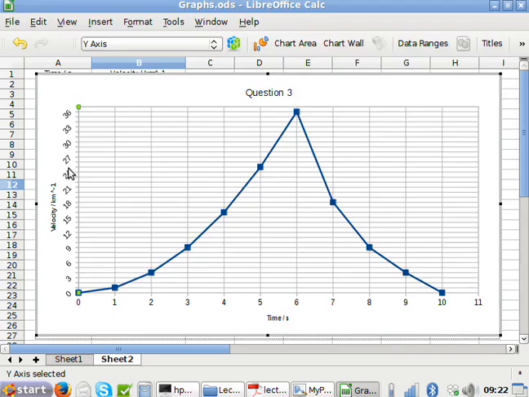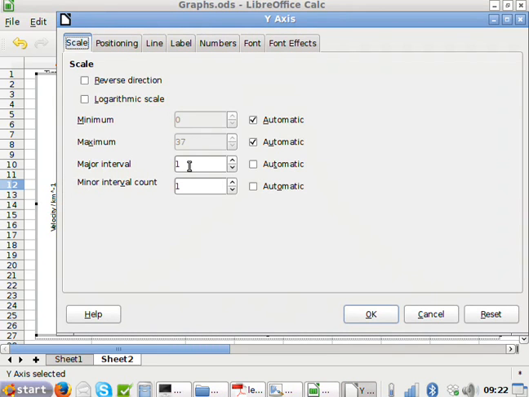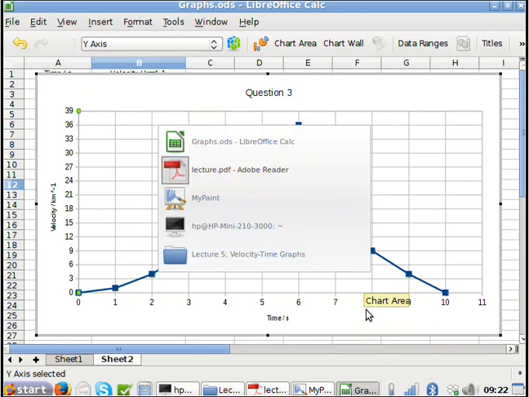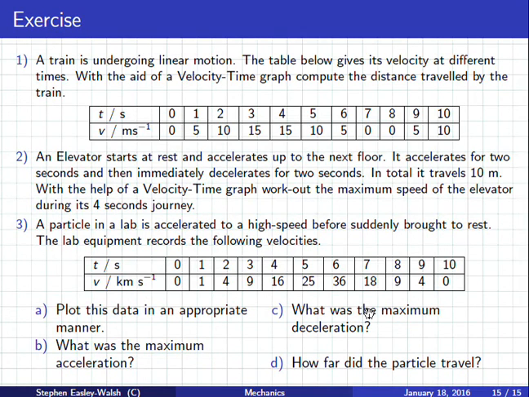Question 3. Time in seconds. Velocity in kilometers per second. Great.